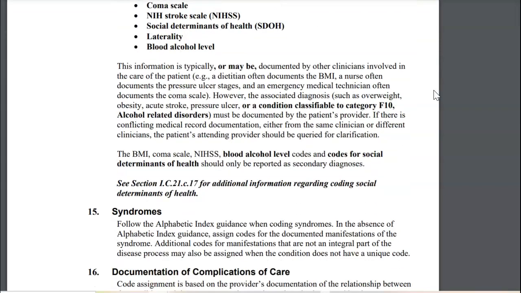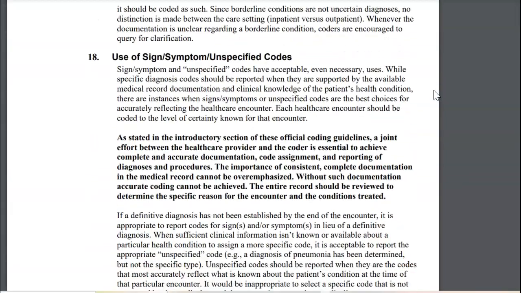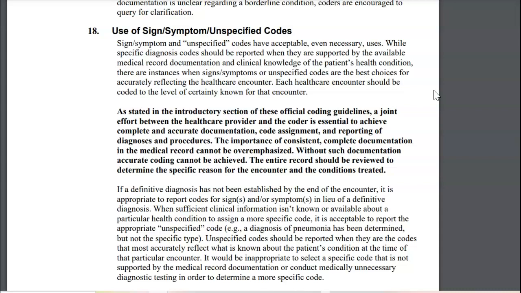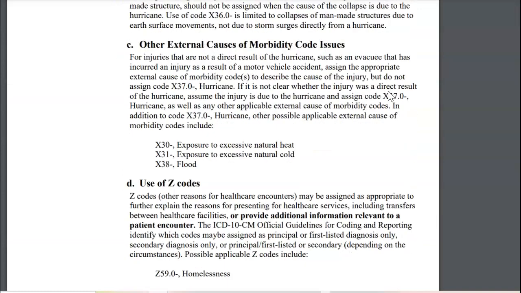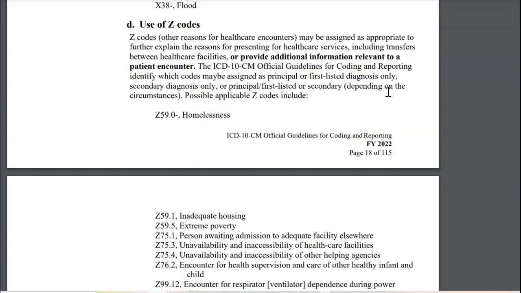Okay, so again, just kind of read through these. Signs and symptoms, once again, unspecified codes, they have been acceptable, even necessary. So we'll talk about the difference between inpatient and outpatient. Okay, so we have sequencing, Z codes. Everybody remembers Z codes. You really need to go to the chapter on when that Z code can be first listed, or secondary.